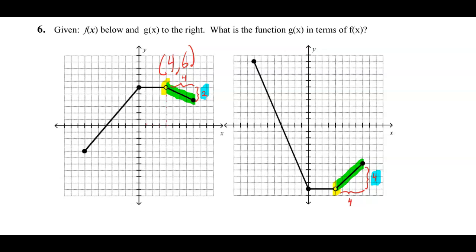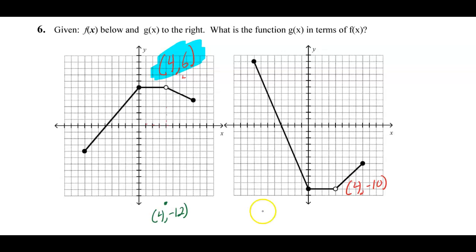Looks like there's also a reflection. So if I take this blue point that I'm highlighting, (4, 6), stretch it by a factor of 2, and reflect it, I will be down at (4, -12), which is off the graph, right around here. This point on g of x looks like it's (4, -10) if I count. Therefore, it looks like it was shifted up 2 units. So g of x for number 6 is -2 f of x plus 2.